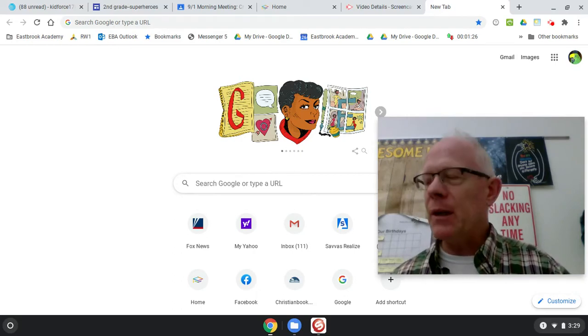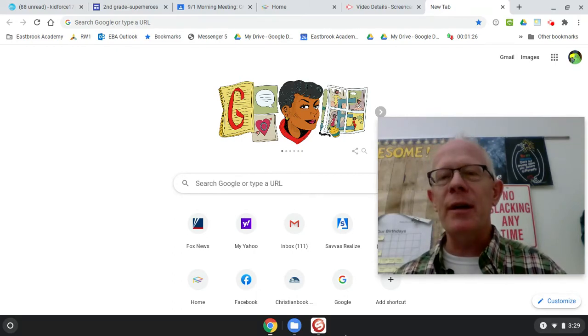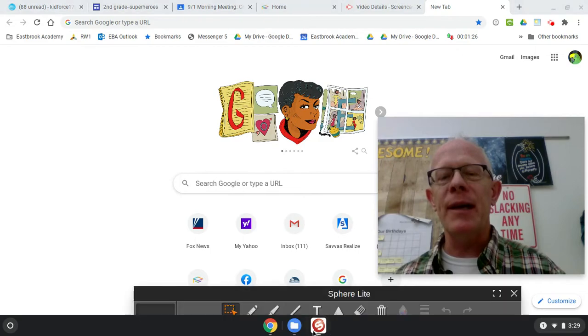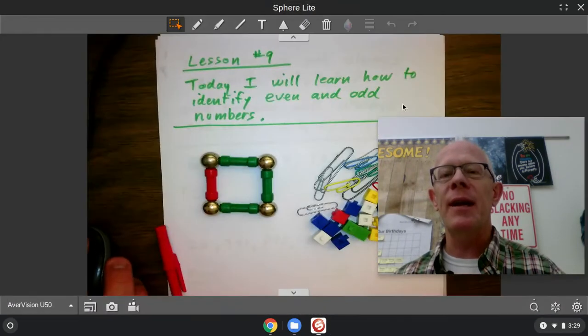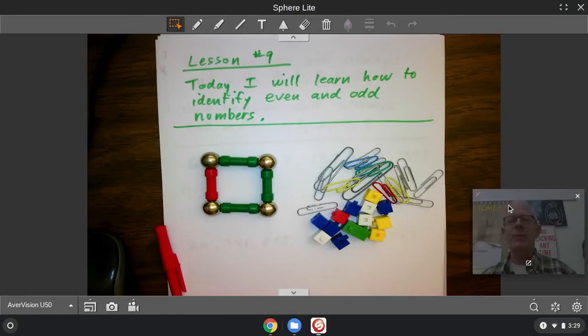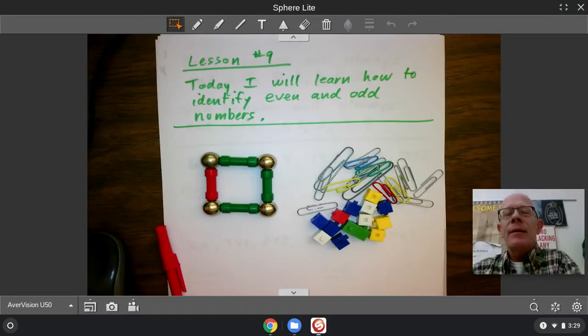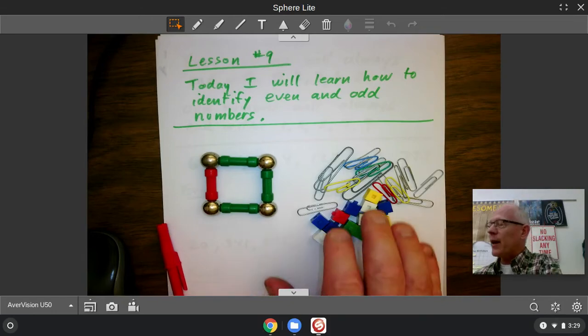And today, let me show you exactly what we're going to be talking about. So I'm going to bring up my document camera, bring it up here so you can see it, and enlarge that. I'm going to make myself smaller. So today, I will learn how to identify even and odd numbers. That's just what we're going to be doing. And I think you probably already know what they are.